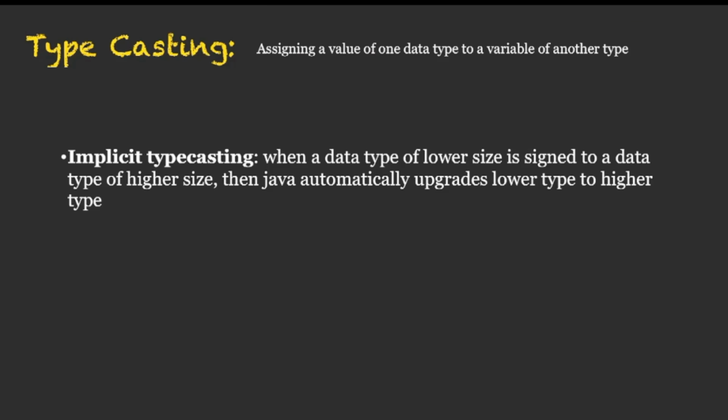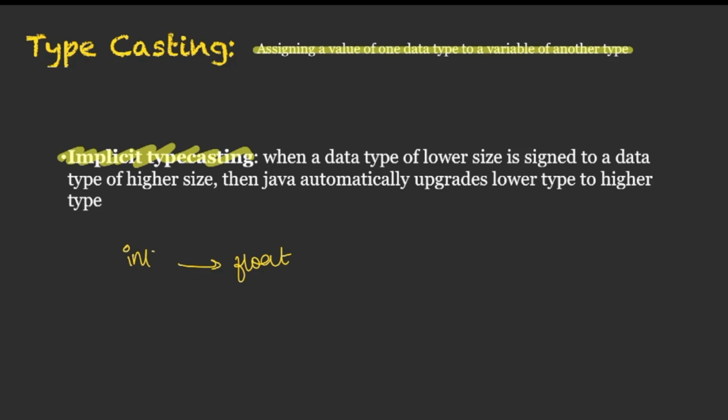Now we're moving on to the next topic called typecasting. What is typecasting? It is assigning a value of one data type to a variable of another type. There are two kinds of typecasting, implicit and explicit typecasting. In implicit typecasting, the programming language automatically converts data from one type to another if needed. For example, you need to convert an int to a float.